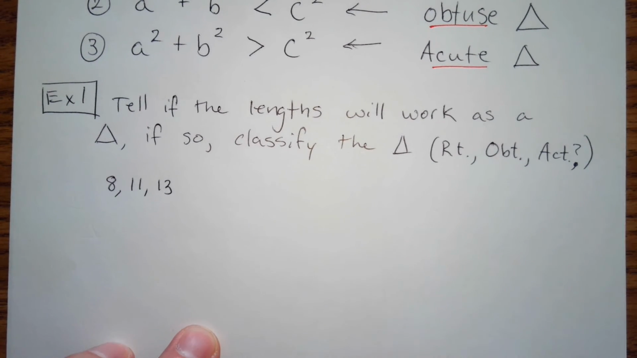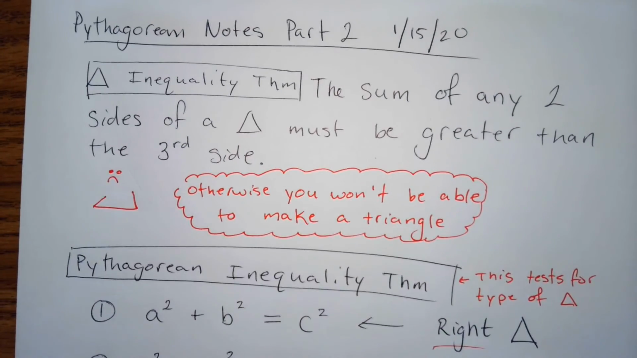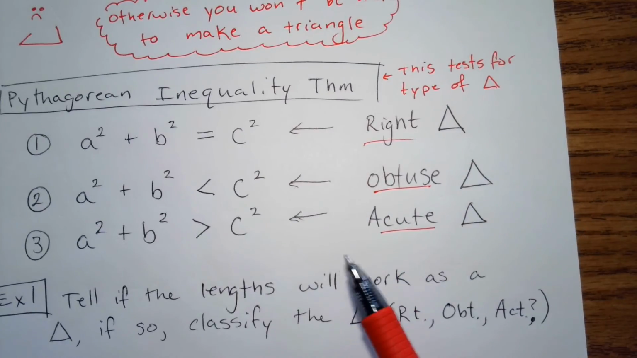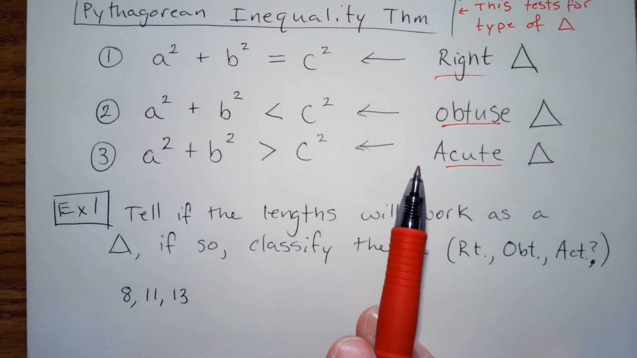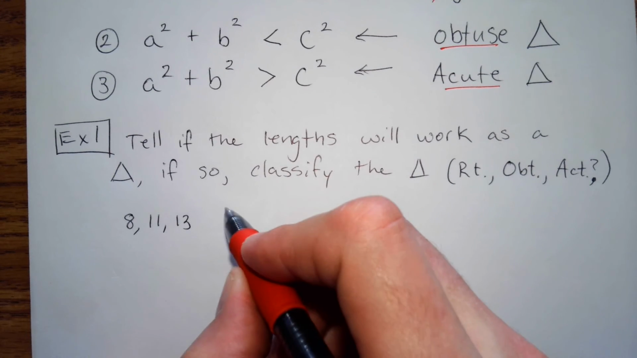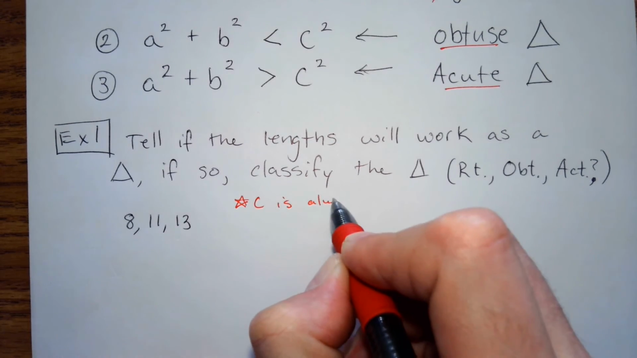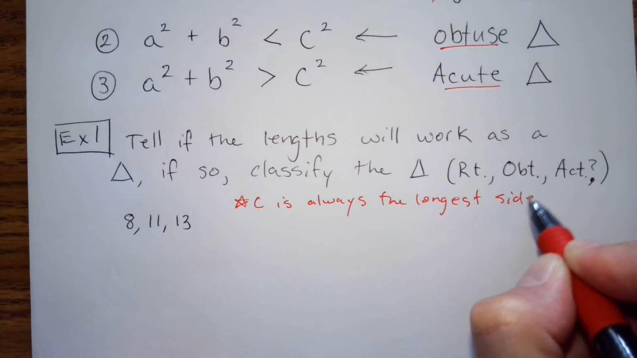Okay, so first we're given some lengths of possible sides of a triangle. Remember, this tests if we can actually make a triangle, so we'll use this. And then this tells us which type of triangle it is. So we're going to use both of these. One thing to note, I have to pick A, B, and C for these. Do you know which one C is? Yeah, it's got to be the 13. C is always the longest side.